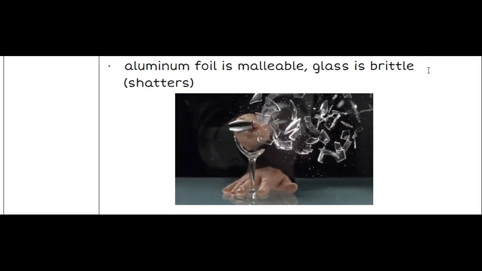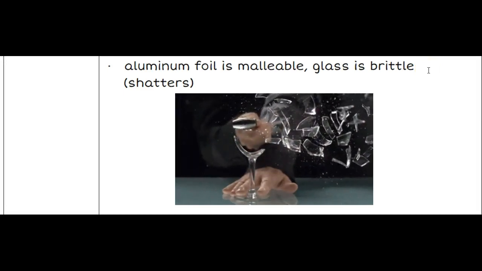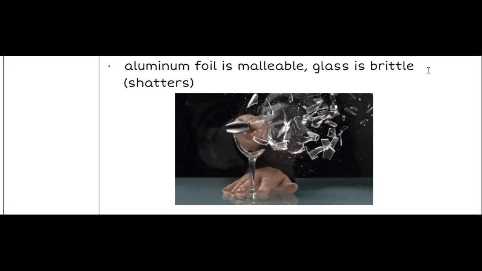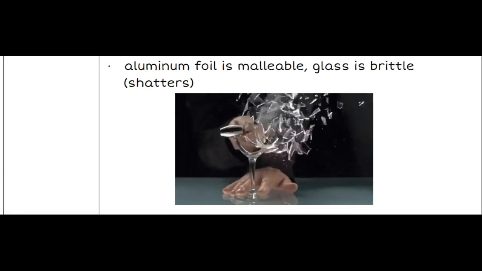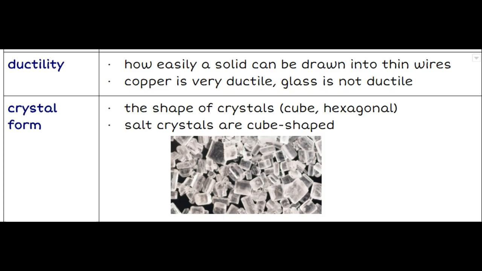We would describe it as quite brittle because it shatters quite readily. There's not a lot of flex in glass, in most regular glasses, that is. So the next two properties are ductility and crystal form.